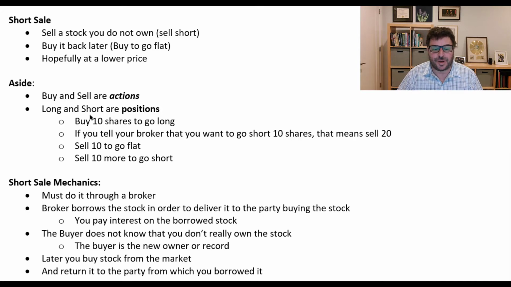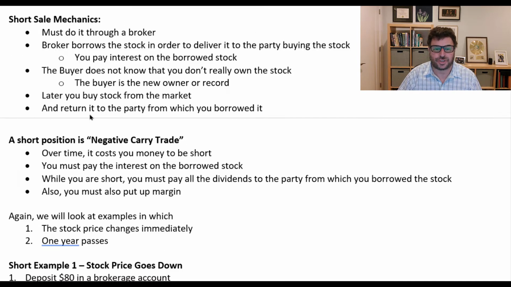Okay, so let's talk about the short sale mechanics, how you go about doing this. You must do it through a stock broker. Your broker borrows the stock in order to deliver these shares to the party that's buying the stock. The buyer doesn't know that you don't really own the stock, because the buyer becomes the new owner of record. The shares that you have borrowed are then delivered to the buyer, and then you actually owe the shares to the person from whom you borrowed it, and you have to pay interest on this borrowed stock over time. Later, you buy the stock from the market and you return it to the party from which you borrowed it to make whole.